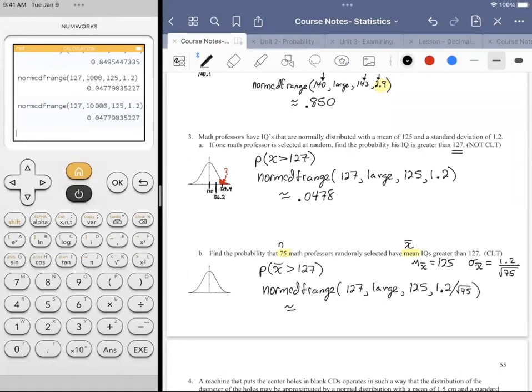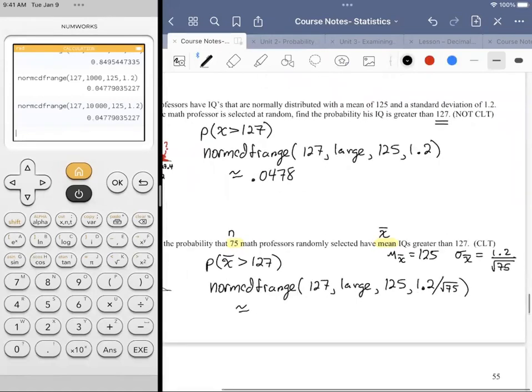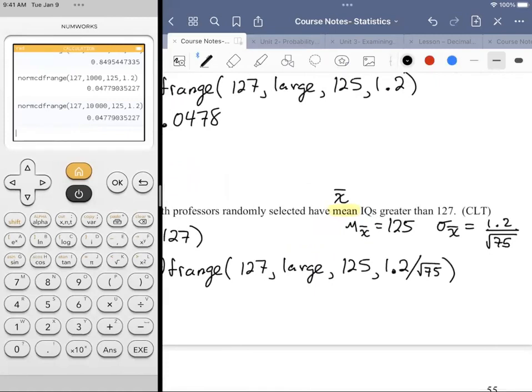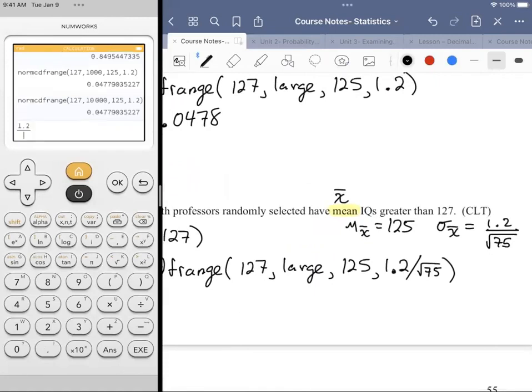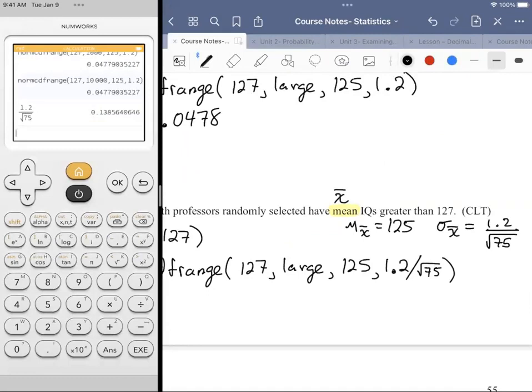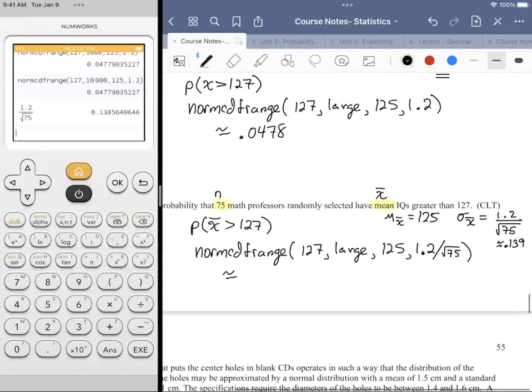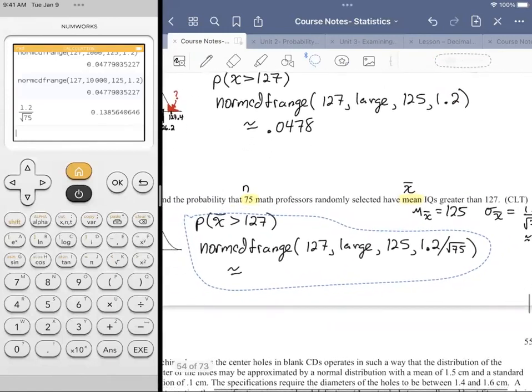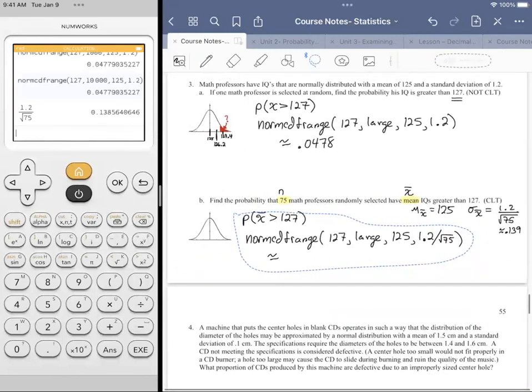All right. But I'd like to have a sense, decimal wise, of what this value is. So the 1.2 divided by the square root of 75 is roughly 0.139. That's giving us a spread value that's much smaller than it was before. It doesn't seem like it's much smaller, but as a fraction of the original population standard deviation, going from 1.2 to 0.139, that's a pretty massive shift, right?